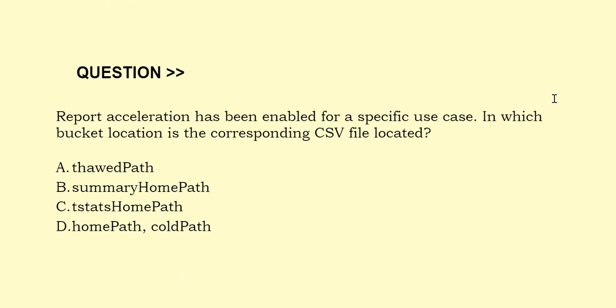Moving towards the next question. Report acceleration has been enabled for a specific use case. In which bucket location is the corresponding CSV file located? Option A, homePath. Option B, summaryHomePath. Option C, tstatsHomePath. Option D, homePath, coldPath.